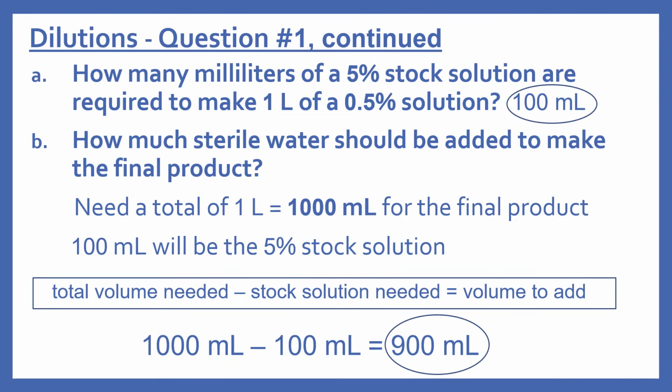So 1,000 milliliters minus 100 milliliters equals 900 milliliters. So we need 100 milliliters of the 5% stock solution, and then we'll need 900 milliliters of the sterile water, and that will make a total of 1 liter or 1,000 milliliters of the 0.5% solution.